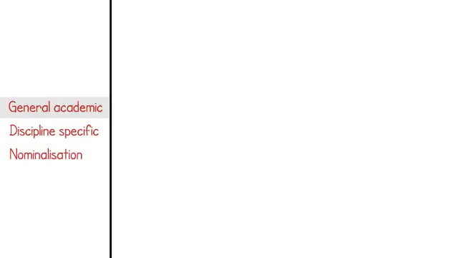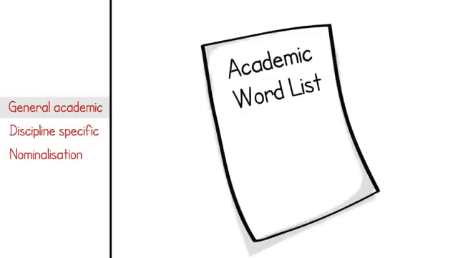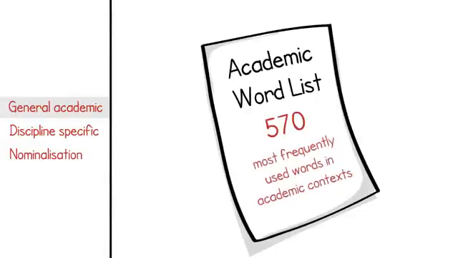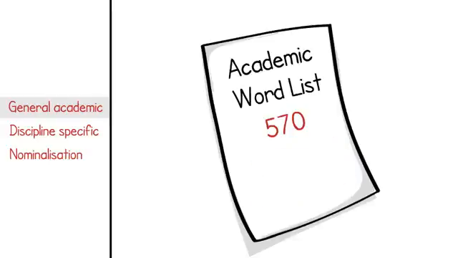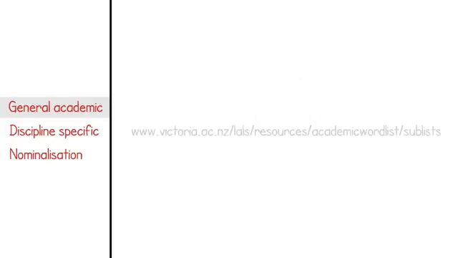These words make up what is called the academic word list. The academic word list contains 570 of the most frequently used words in academic contexts. The list does not include the most common everyday words. They are words like data, research, evidence, and analysis. Many of them come from Greek or Latin roots. You can find the list at the web address on the screen.